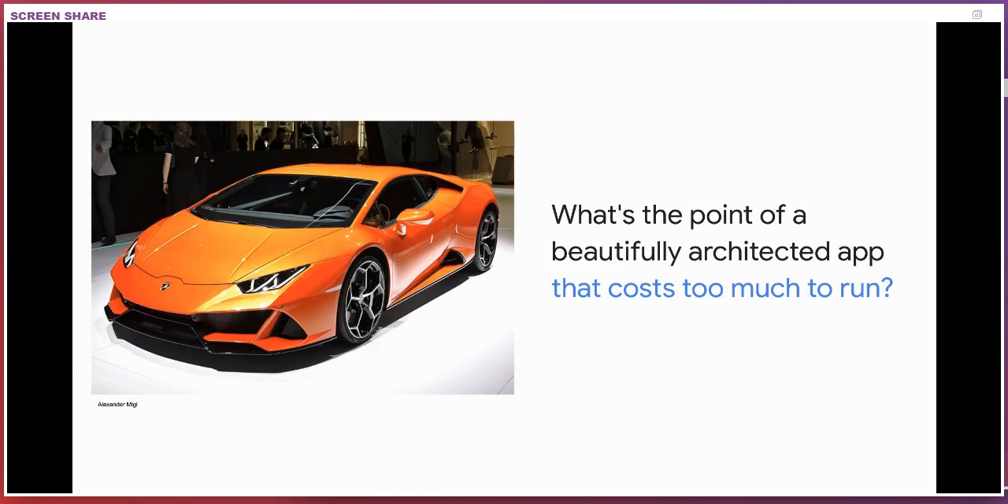And more on the nose, bringing the car and app analogy together, right? What's the point of a beautifully architected app in all other ways that simply costs too much to run effectively? You know, should you have built it at all if that was the caveat?